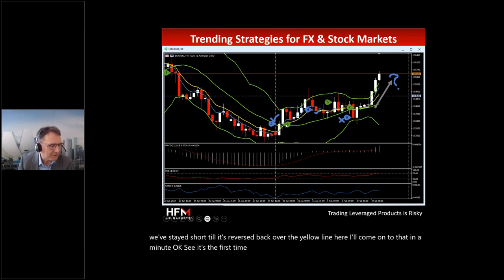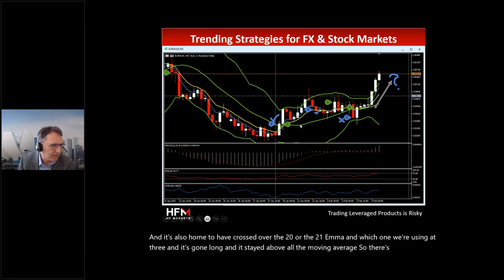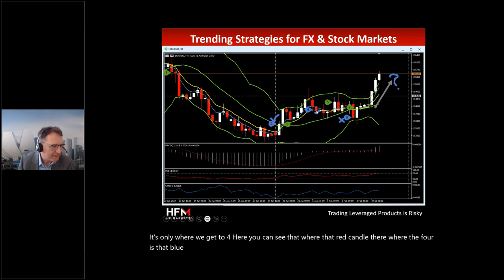So anyway, going back to our first example, we're going long here, because you can see with the blue line, the 5 has crossed over the 9, and it's also crossed over the 20 or the 21 EMA, depending which one we're using, at 3. And it's gone long and it's stayed above all the moving averages. So there's the 5, the 9, and the 20, blue, yellow, green, all in unison, and we're all above. It's only where we get to 4 here that you can see that red candle, where the blue tick is, where the price action has closed, the candle has closed below the middle moving average, and that's the reason to get out.